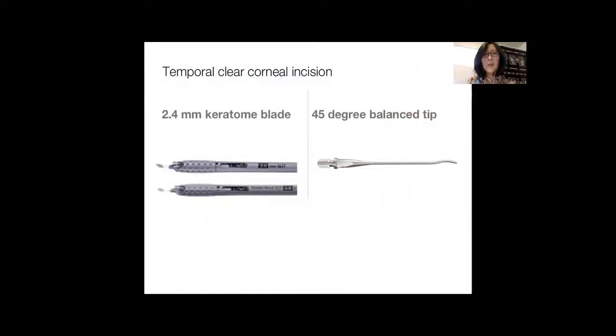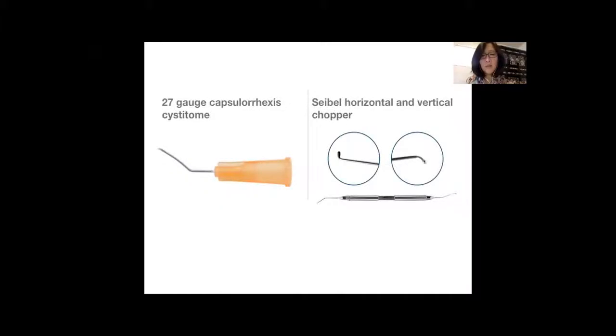I operate through a temporal clear corneal incision, and the blade I use is either a 2.4 or a 2.2 millimeter incision, and that has come down from where I initially trained 10 years ago, being a 2.75 or 2.8 millimeter incision. The phaco needle that I like to use is a 45-degree balance tip, and in my previous talk, we talked a little bit about the choices that you have regarding what your phaco tip looks like. You'll modify your technique according to what machinery and instruments you're using.